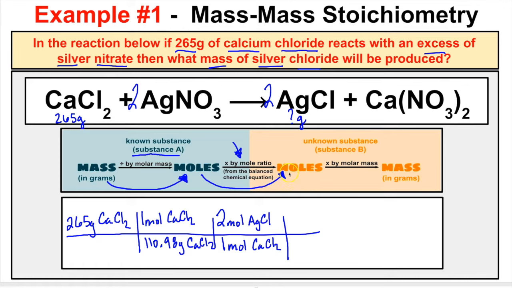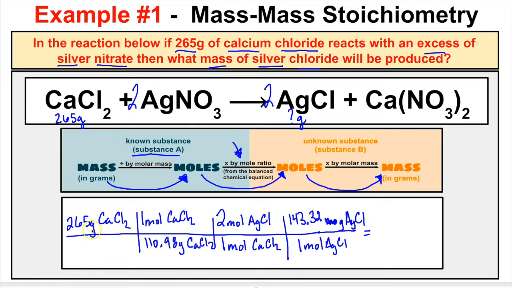Last but not least, we don't want our answer in moles, we want it in grams. So we have to take this one step further. We have to multiply by the molar mass of AgCl, which is 143.32. 143.32 will go on top since we're multiplying by this, grams of AgCl for every mole of AgCl. So bam, we have this set up.